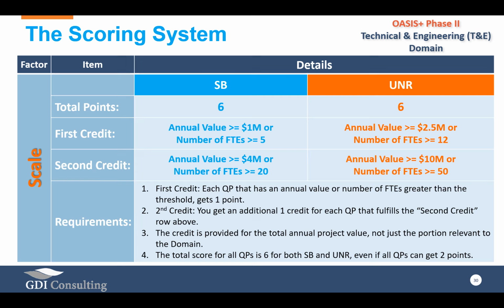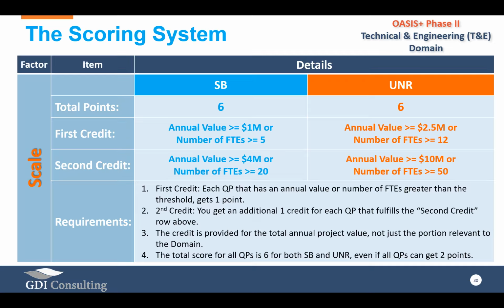Now you get a second extra point if the annual value of the QP is equal to or greater than $4 million, and for unrestricted, $10 million. Or again, if the value is not high, but the number of FTEs is 20 or more for small business, or 50 or more for unrestricted, then you get a second point. Now note that the credit is provided for total annual project value, not just a portion relevant to the technical and engineering domain. Maybe you don't have to sit down and calculate that. The overall value is good enough.